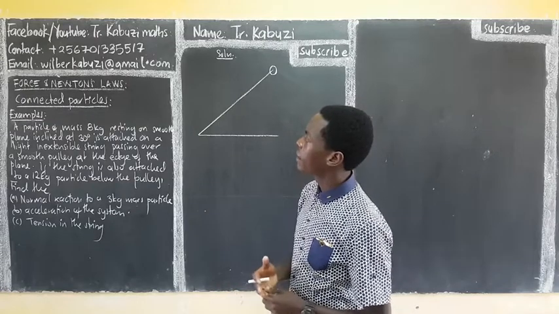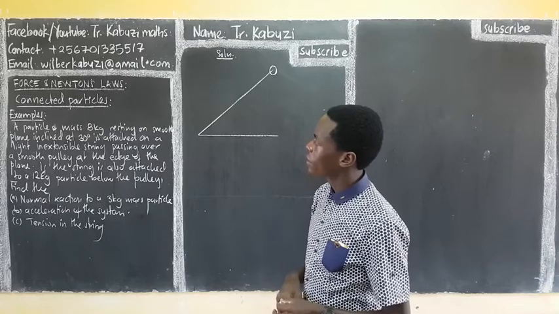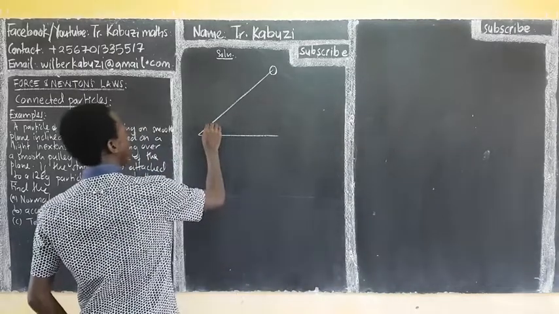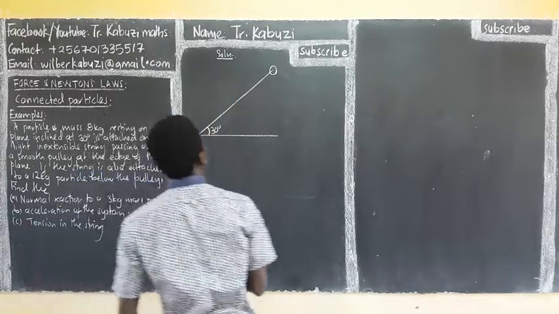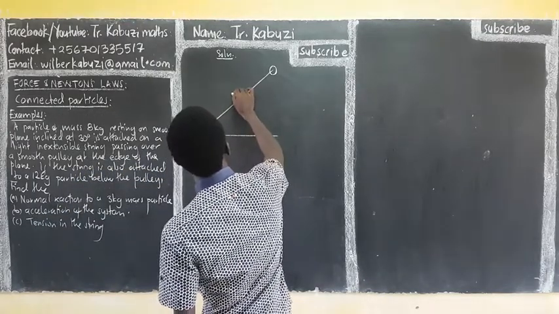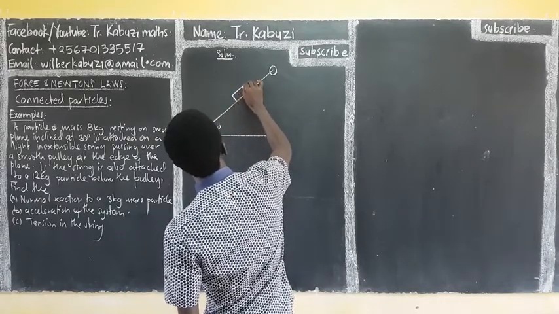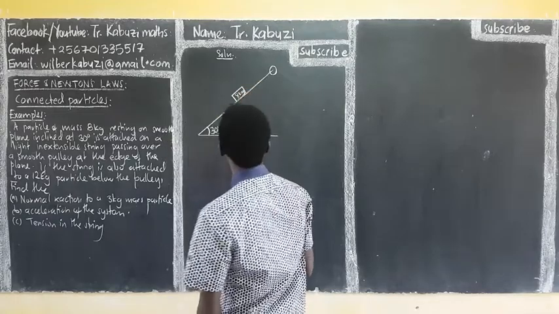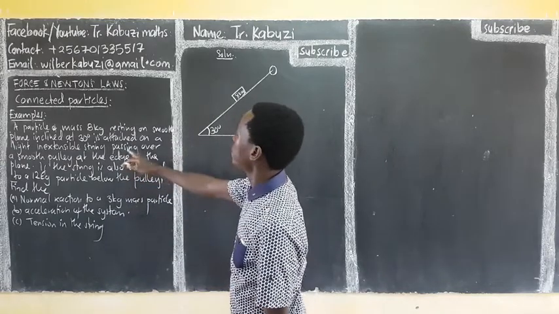A particle of mass 8 kilograms resting on a smooth plane inclined at 30 degrees. Okay, so we have 30 degrees here. This is our plane inclined at 30 degrees. But we have a particle of mass here. This one is having 8 kilograms.